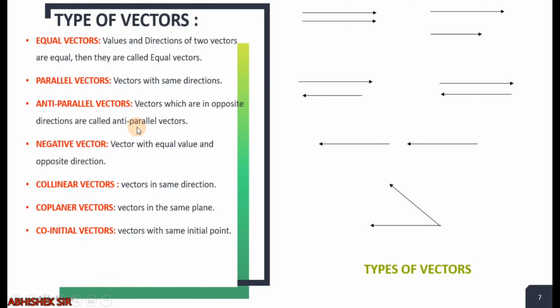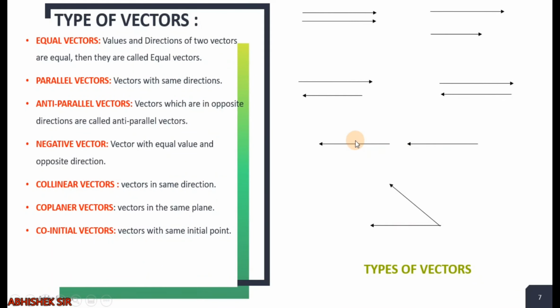Anti-parallel vectors. Vectors which are in opposite direction are called anti-parallel vectors, but they must be parallel. So that is why in the name parallel is there, but anti means opposite. So here you can see they are in the opposite direction, but they are parallel. Negative vector. This one is important. Vector with equal value but in opposite direction. So you can see over here there is a vector going in one direction and exactly the same length another vector is there but that is going in exactly opposite direction.